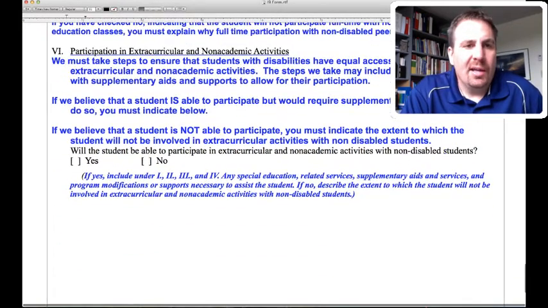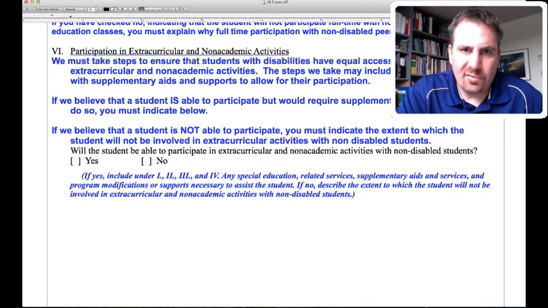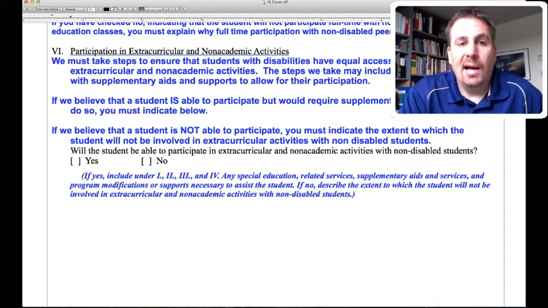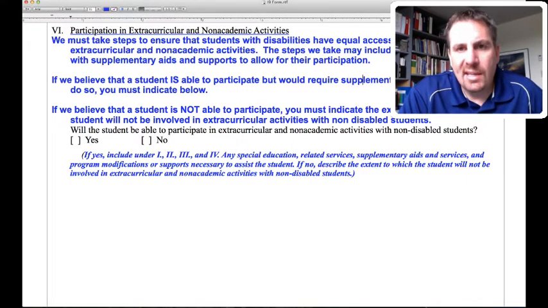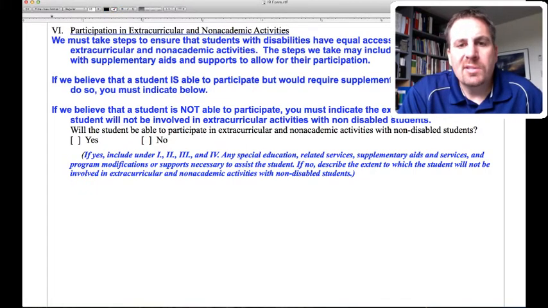Participation in extracurricular or non-academic activities. We also have to take steps to provide equal access for all students to ensure that they also are able to participate in extracurricular non-academic activities. And some of the steps that we may include providing supplementary aids and supports to allow for their participation. If we believe that a student is able to participate but would require supplementary aids and services to do so, we need to indicate that below. Okay, so we would be indicating that down here. If we believe that for some reason a student is not able to participate, we must also indicate down below the extent to which the student will not be involved in extracurricular activities with non-disabled peers.